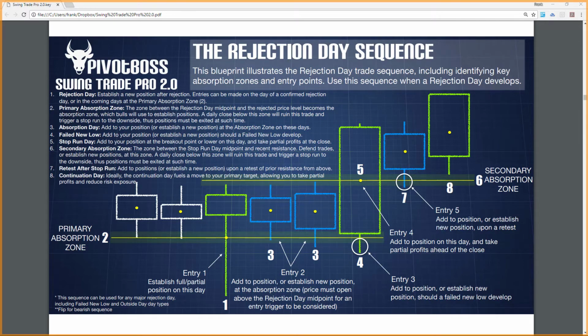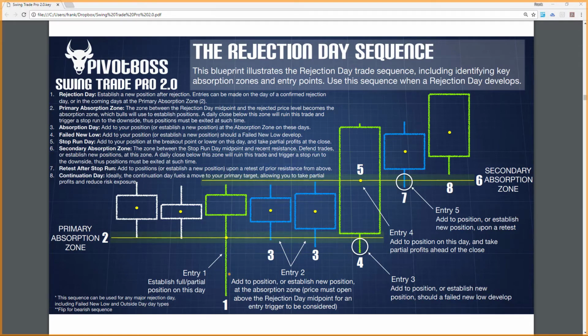Number 1, the rejection day. So when a rejection day develops, like this point right here, our goal is to establish a new position after the rejection day is confirmed. So entries can be made on the day of a confirmed rejection day or in the coming days at the primary absorption zone. So when this day develops, we can take a trade in the last hour of the day. We can even do it earlier in the day if we really truly believe that the rejection day is a rejection day as it develops.